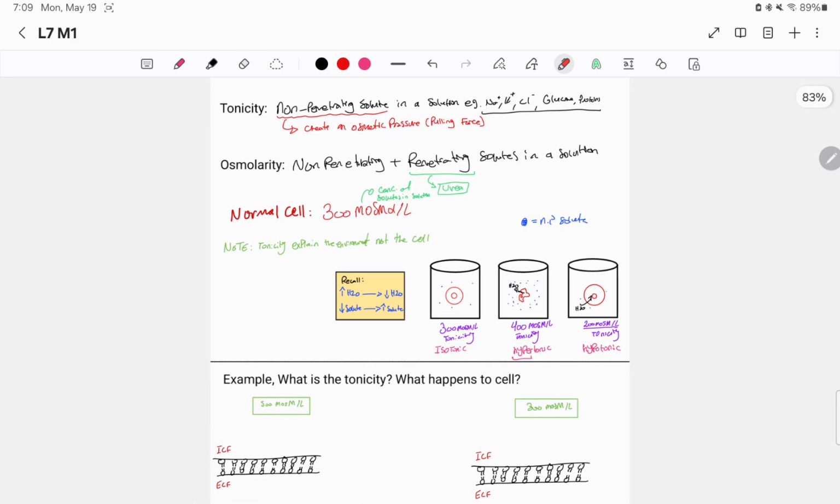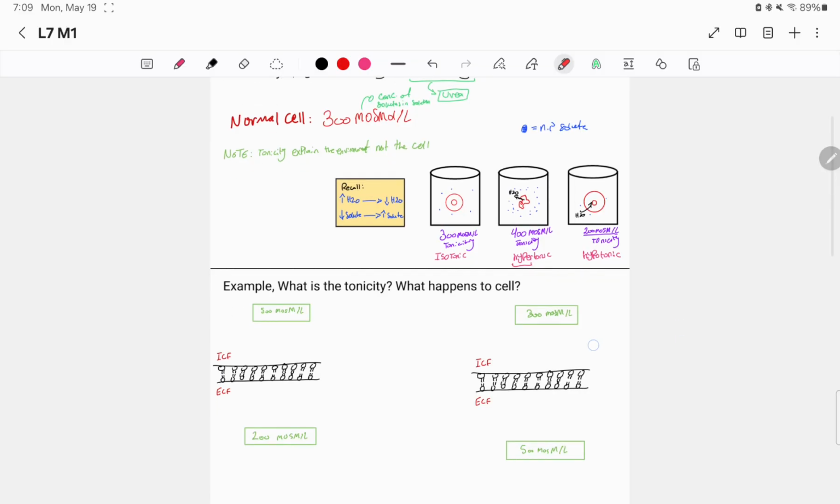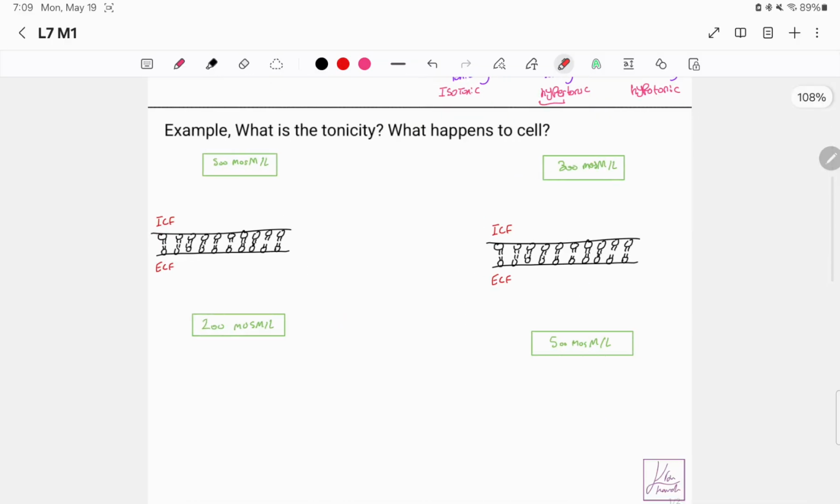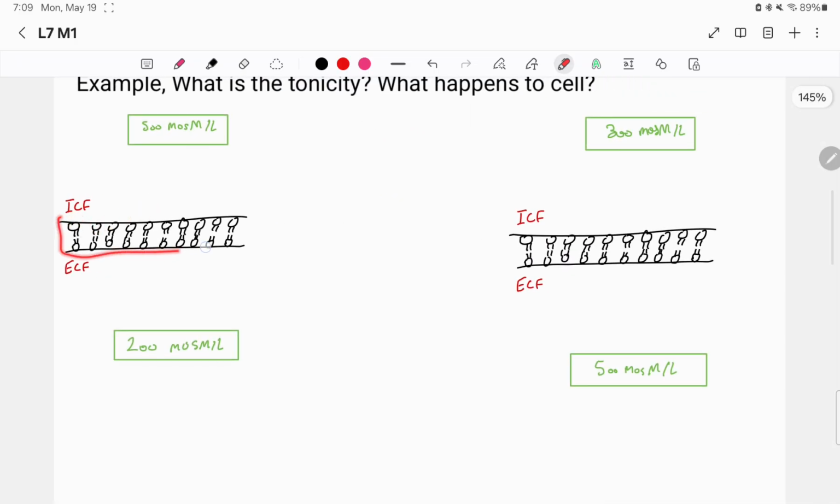Now, I'm going to keep playing around with this idea of tonicity before I introduce a word problem to you. So suppose this, okay? What is the tonicity in this example and what happens to the cell? So, seeing that this is our plasma membrane, this is the intracellular fluid, this is the extracellular fluid. The outside is 200 milliosmoles per liter in tonicity, and the inside is 500 milliosmoles per liter in tonicity. Okay? What will happen to the movement of water?